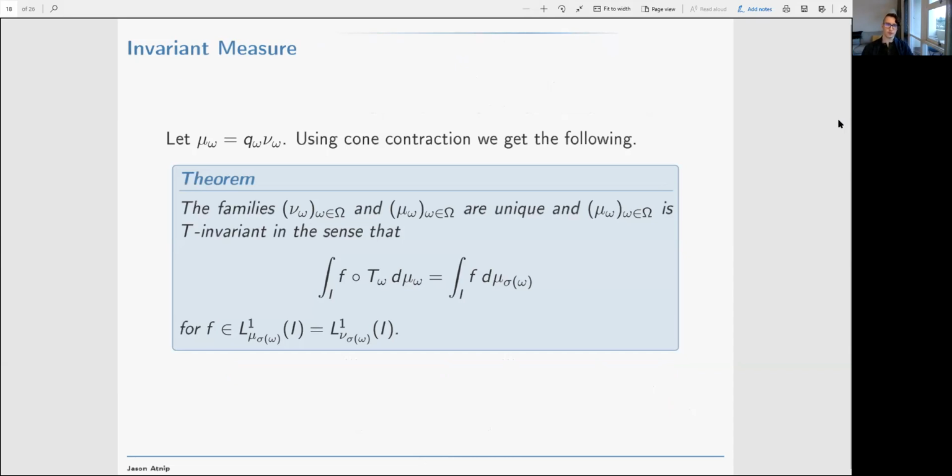Now, with this invariant density, we can define our invariant measure. For each omega, we let mu omega be q omega times nu omega. From this cone contraction, we get that the families nu omega and mu omega are unique. Well, mu is unique modulo nu, but nu is unique, and mu is T invariant in this fiberwise sense.